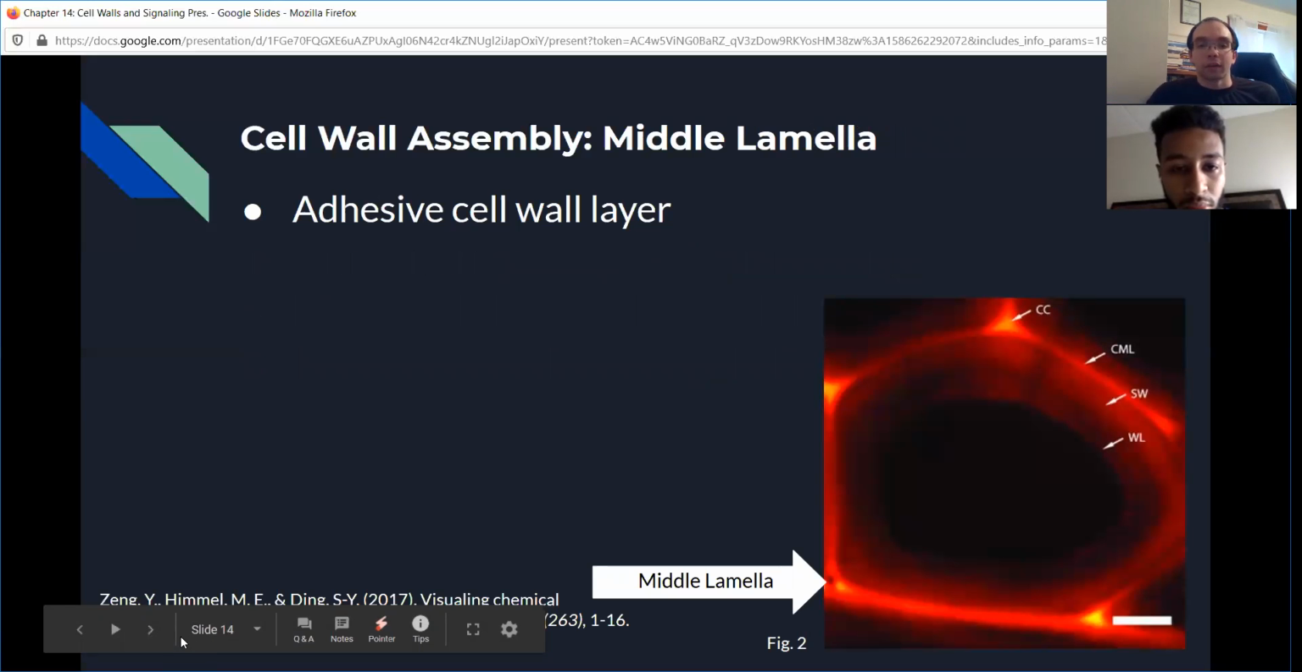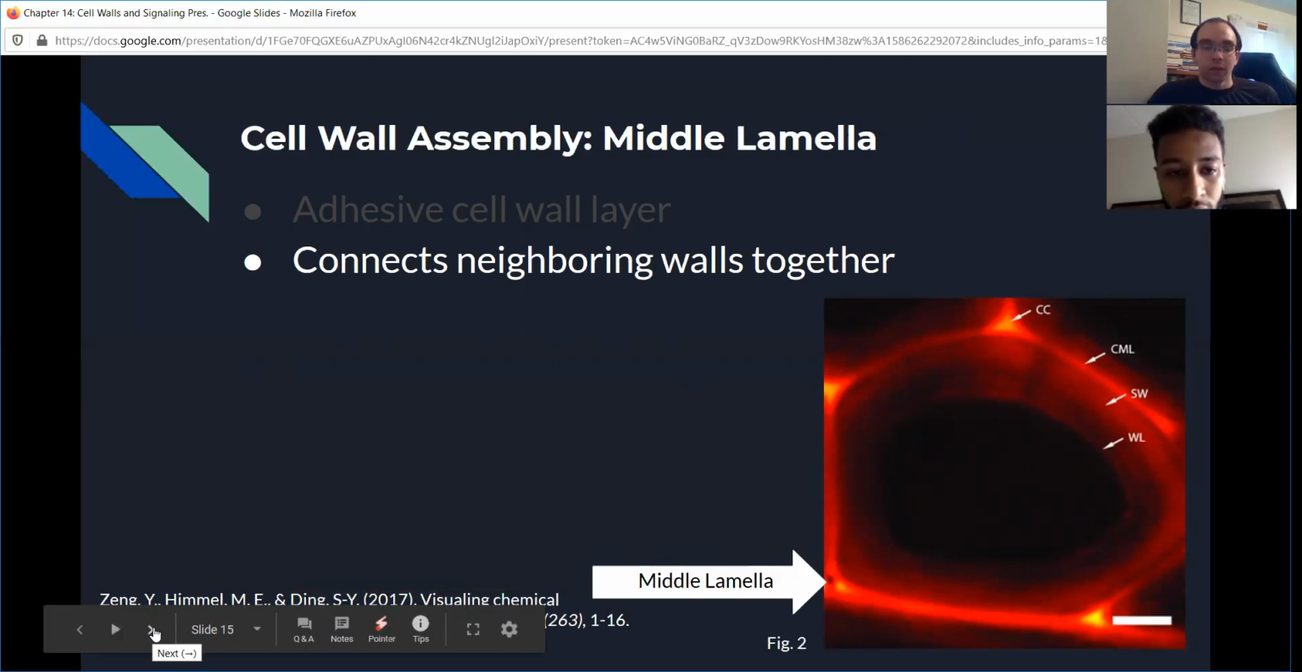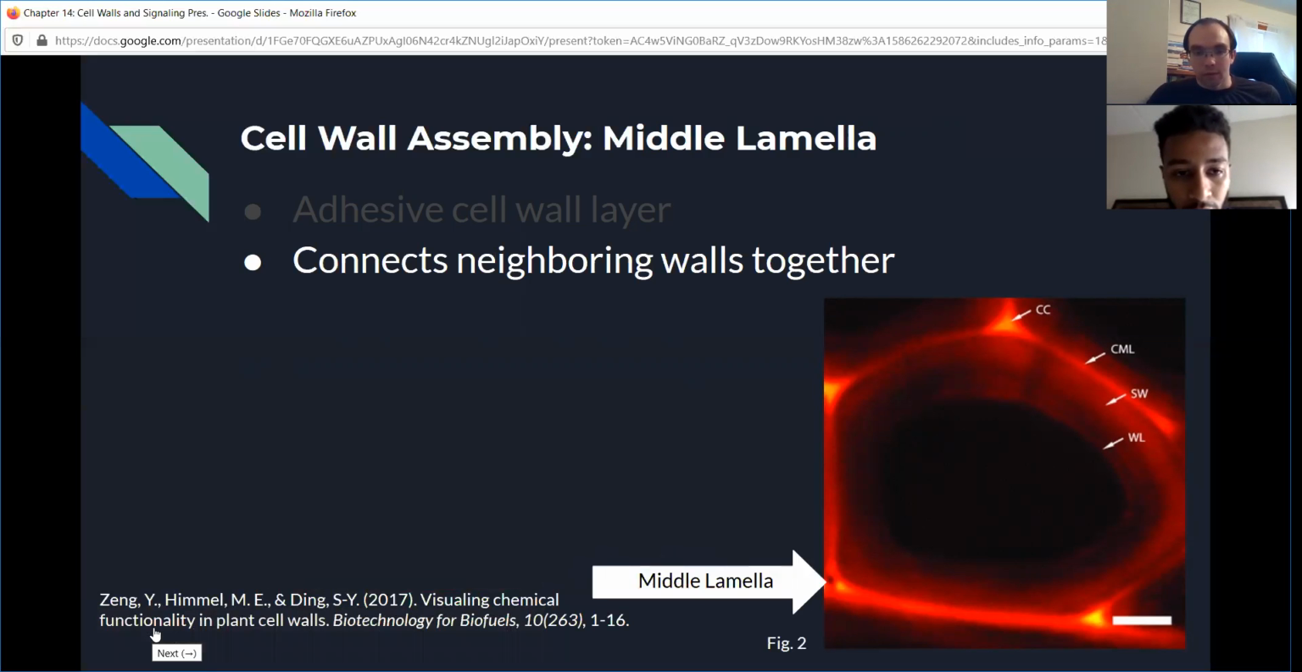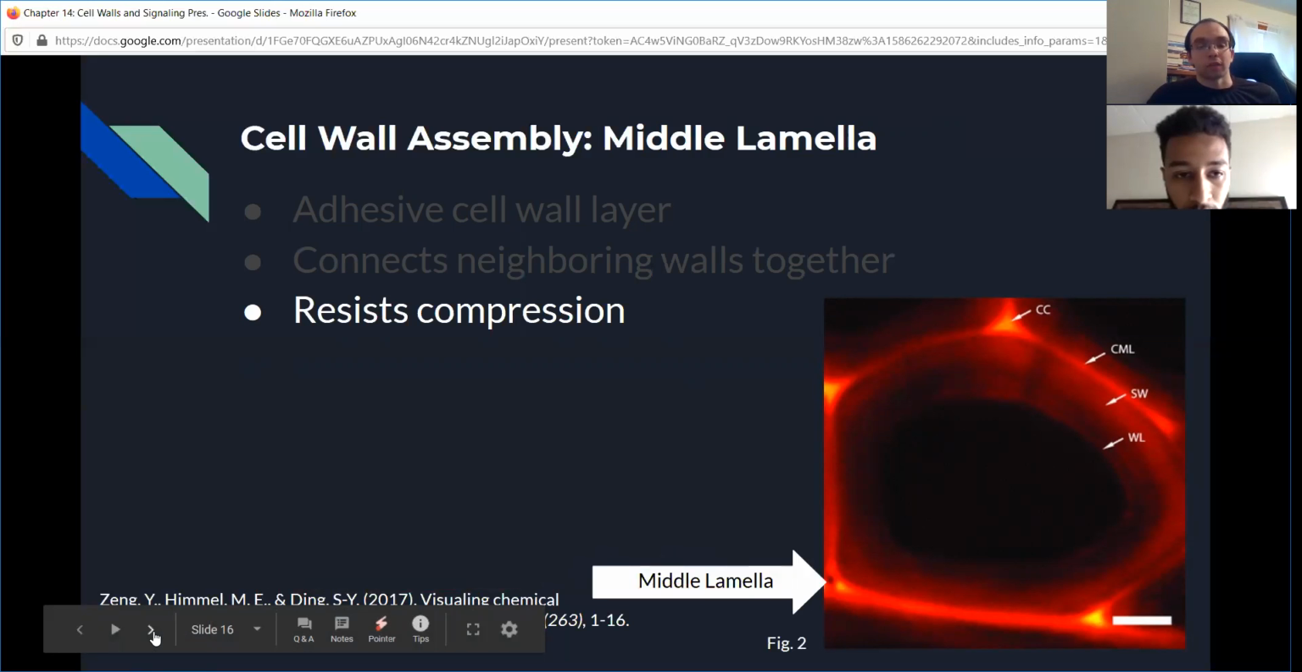The next layer we're going to cover is the middle lamella. The middle lamella is a very thin, glue-like layer in between the cell walls of neighboring cells, and it connects these walls together. It does so with its glue-like characteristic that keeps the walls from compressing too. So that's another characteristic of the middle lamella, and it gains that characteristic from being pectin-rich.